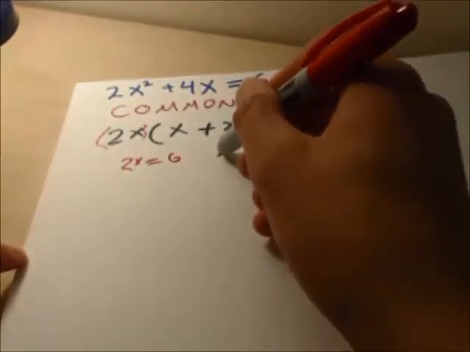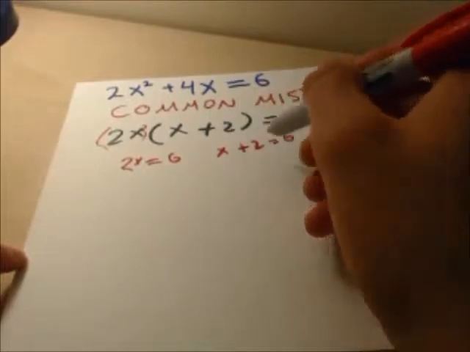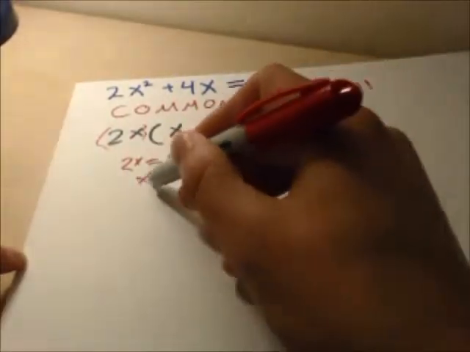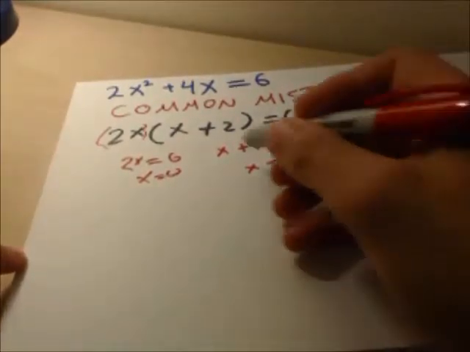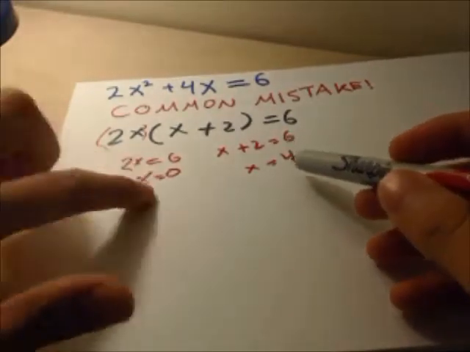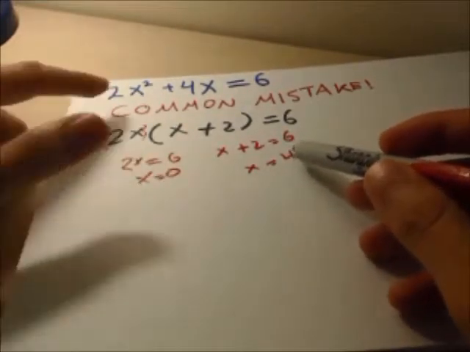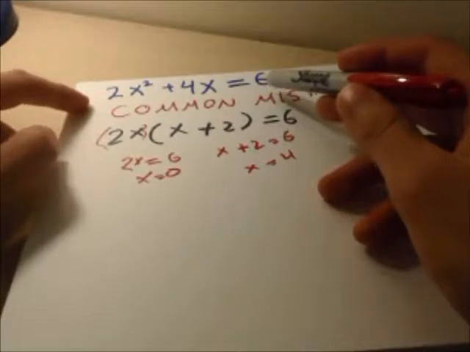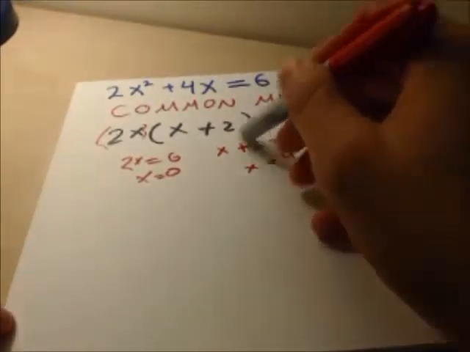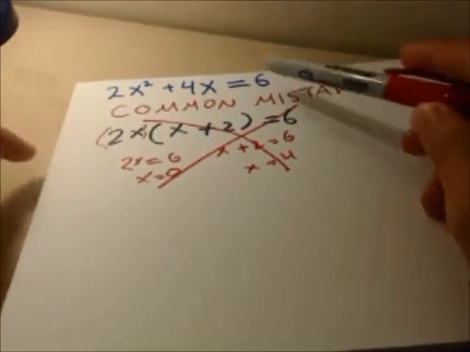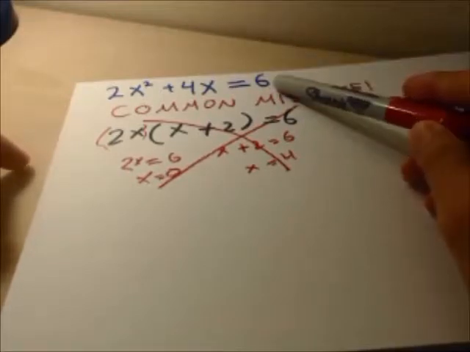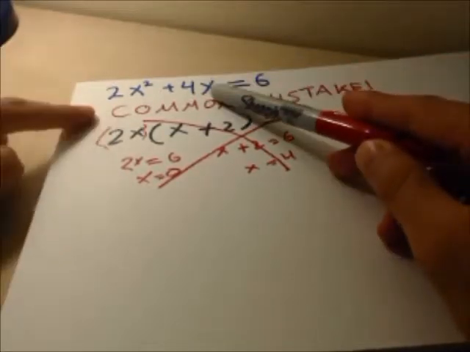We say either 2x is equal to 6 or x plus 2 is equal to 6. In this case x equals 0, and in this case x equals 4. And in fact, if you plug either 0 or 4 into the original equation, you wouldn't get the right answer. So please beware, don't use this factorizing method in such cases, because you need to equalize this side with 0 first, and then you can factorize x.